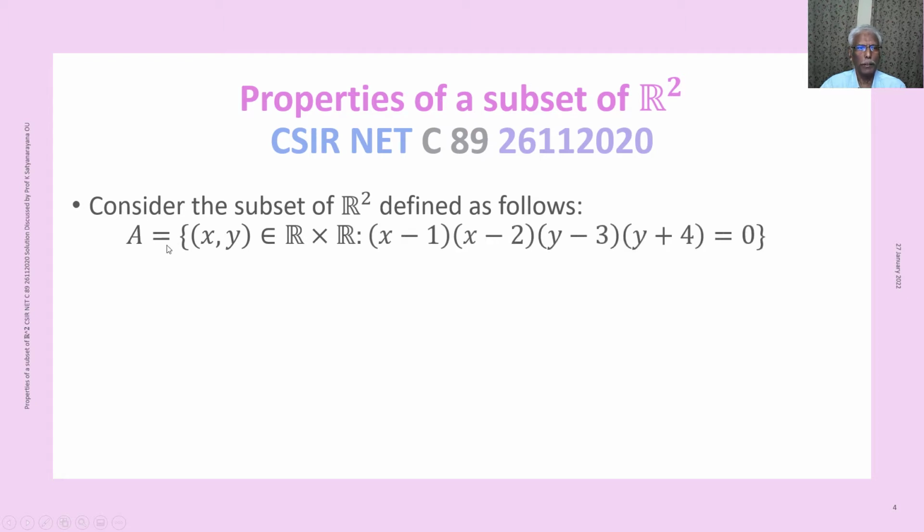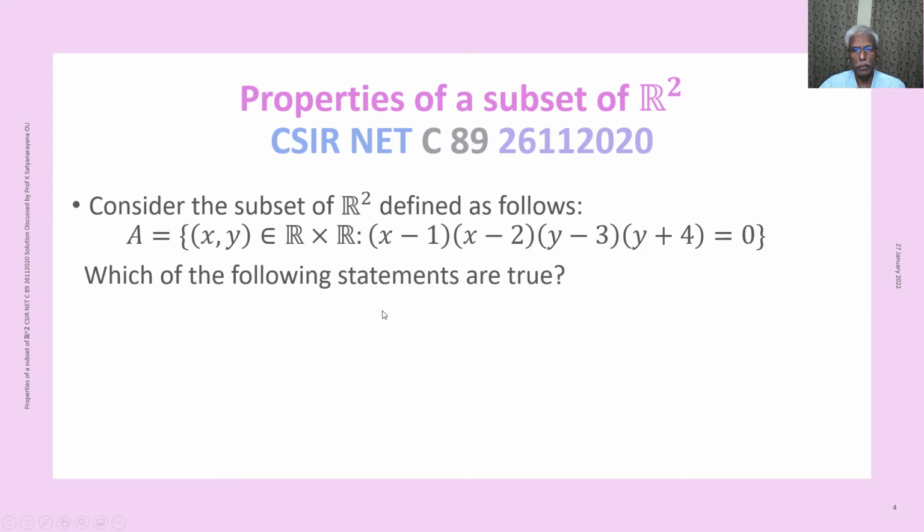Capital A is equal to the set of all those ordered pairs x comma y belongs to R cross R, where R is the set of real numbers such that x minus 1 into x minus 2 into y minus 3 into y plus 4 is equal to 0. Which of the following statements are true? The four options are given.